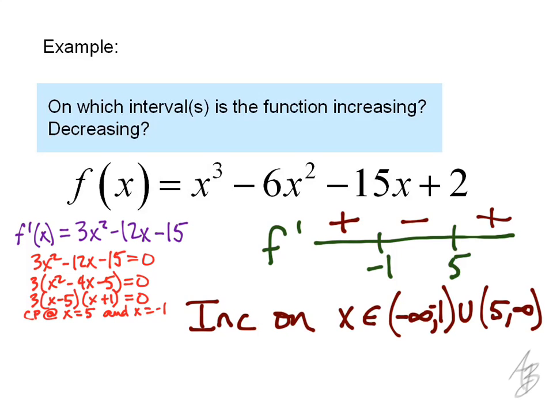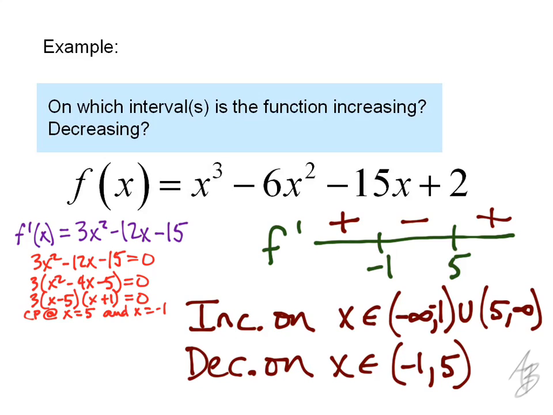So the function is going to be increasing on those two intervals, and it's going to be decreasing on negative 1 to 5. Why am I writing these as open intervals? Why don't I include negative 1 and 5 on these intervals? Yeah, exactly. At negative 1 and 5, the function is neither increasing nor decreasing. It's actually going to have a horizontal tangent at those points.